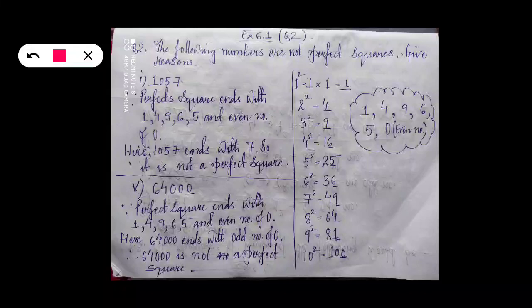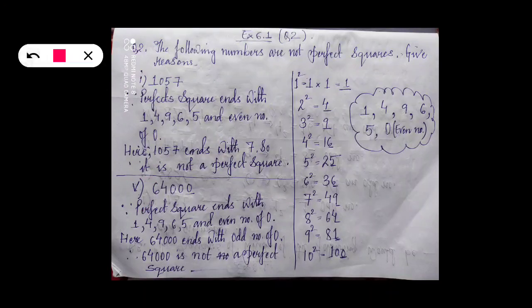Okay student, this is question number 2 of exercise 6.1 and the chapter name is squares and square roots. Let's read the question first. The following numbers are not perfect squares. The question is already saying that the following numbers are not perfect squares. I have done question number Roman numeral 1 and 5. The rest you will do by yourself.